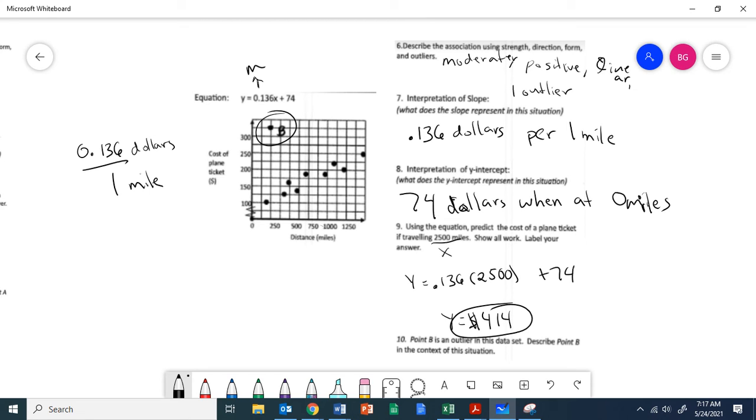$414. Last question. Point B is an outlier in this data set. Describe point B in the context of this situation. Okay, so let's give this one a shot now.